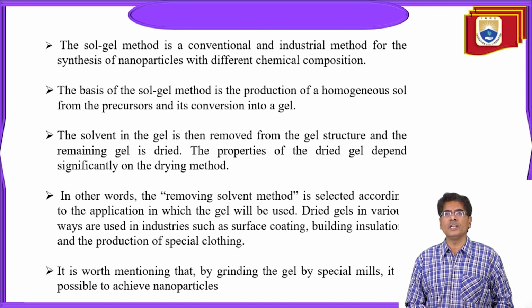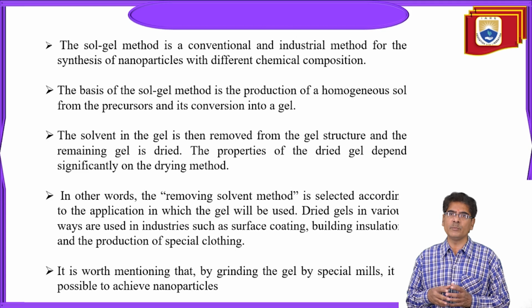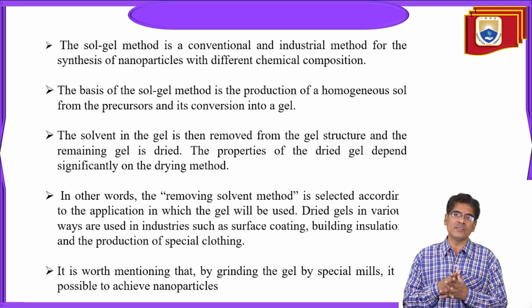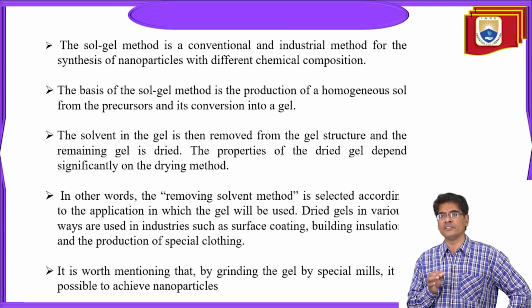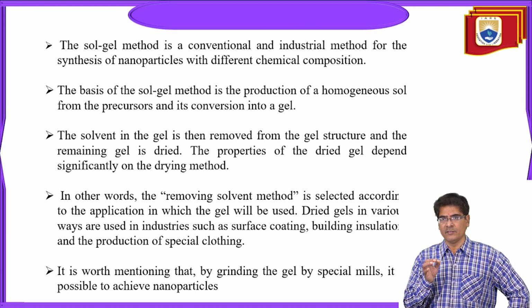So the sol gel method is a conventional and industrial method for the synthesis of nanoparticles with different chemical composition. The basis of the sol gel method is the production of a homogeneous sol from the precursors and its conversion into a gel.